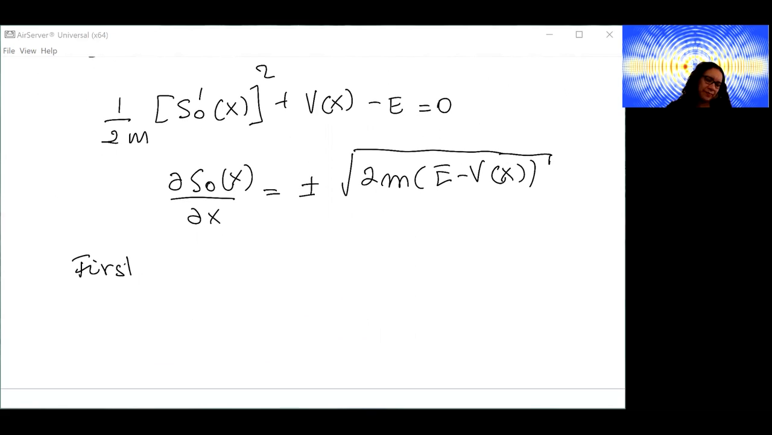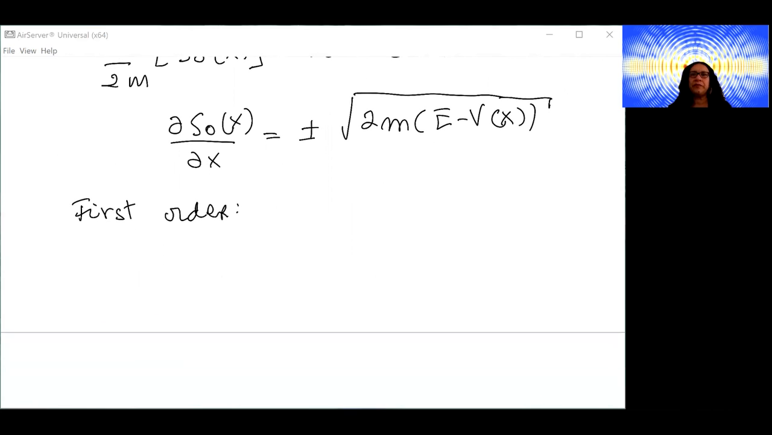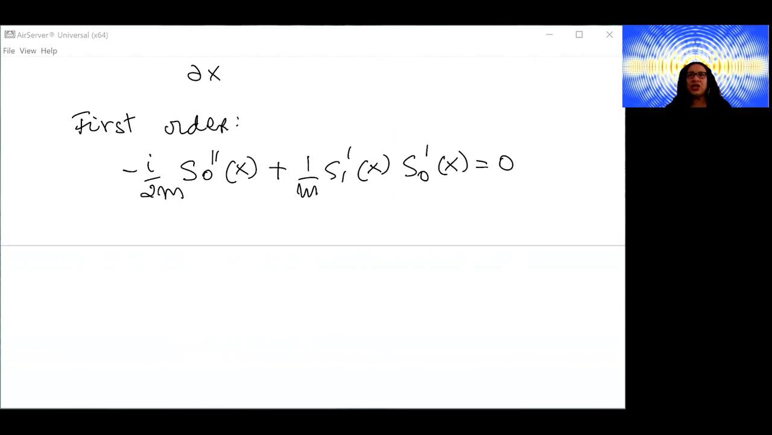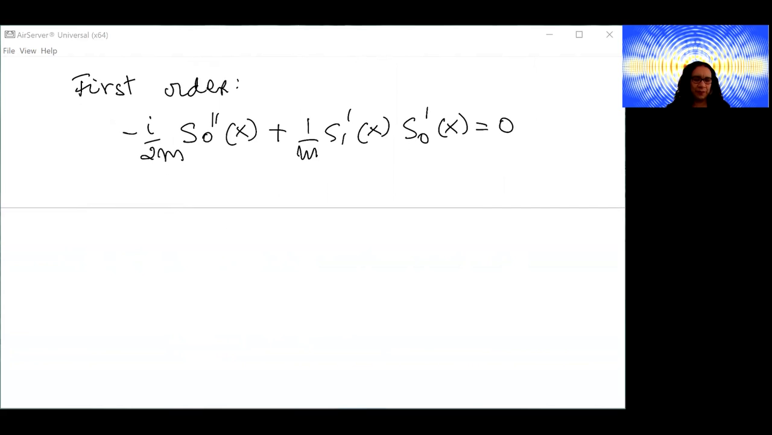And to the first order, we'll find minus i over 2m S0 double dash (x) plus 1 over m S1 dash (x) S0 dash (x) equals 0, which we can rearrange, we can cancel things out, so we can write this as minus i S0 double dash (x) is equal to... so I multiplied by m to get rid of this, multiplied by 2 to get rid of this, and I brought part of the expression to the right-hand side.